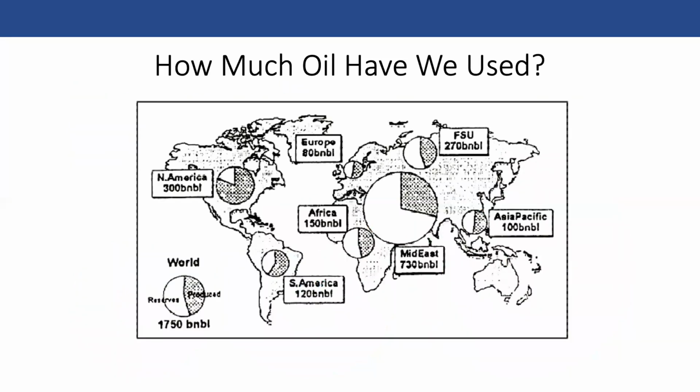Oh, I see. A quick question. What is BNBL? So that's billion barrels of oil. So in this case, they're saying the resources are about 1.7 trillion barrels of oil. I think the figure that I had given was 1.6 in the earlier slide.